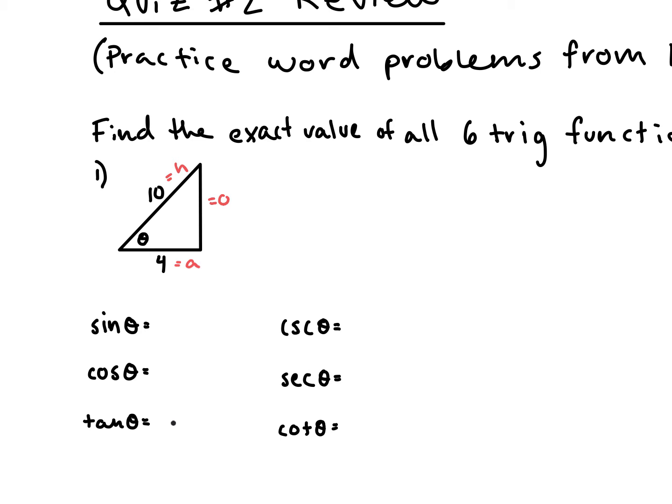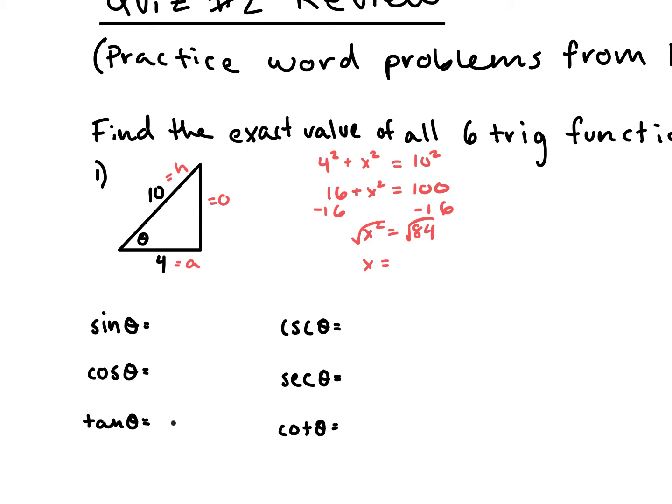Pythagorean theorem. So it would be 4 squared plus, what would come next? X squared. So remember, it's the 2 legs squared added together equals the hypotenuse squared. So this would be 16 plus x squared equals 100. Minus 16 on both sides. X squared is equal to 84. Take the square root.